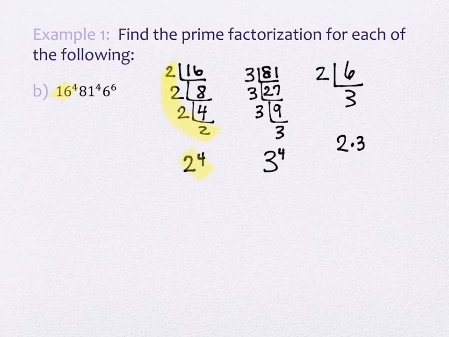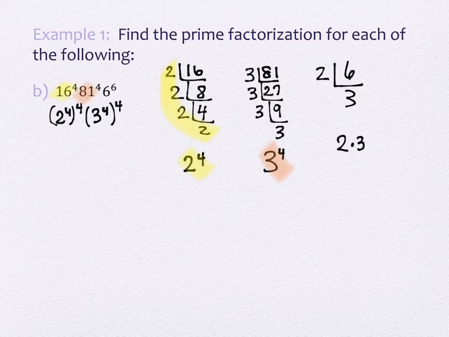So inside of where 16 is, I'm going to write 2 to the 4th, but notice the 16 has a power of 4, so the 2 to the 4th will also have a power of 4. Now we're going to do the same thing with 81. 81 broke down into 3 to the 4th. So 81 is 3 to the 4th. And since 81 was raised to the 4th, our 3 to the 4th is also raised to the 4th.